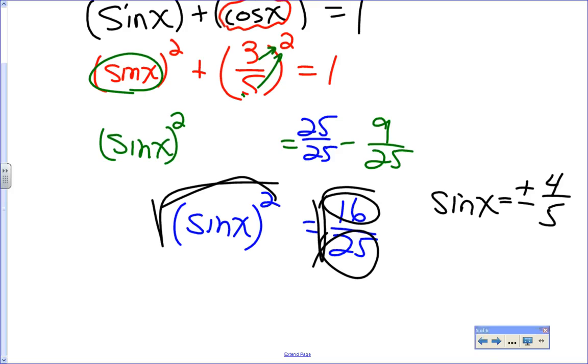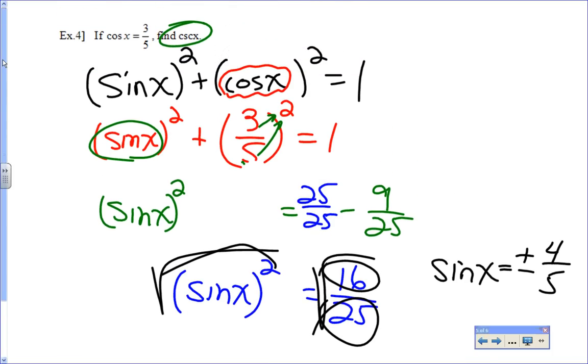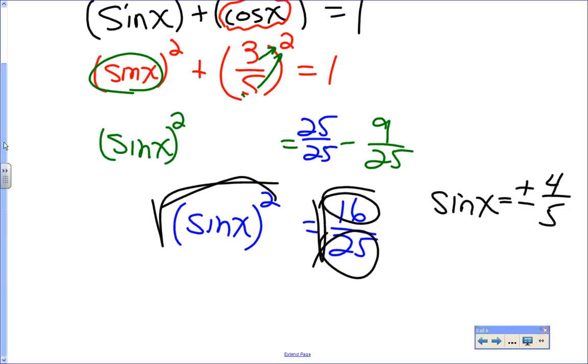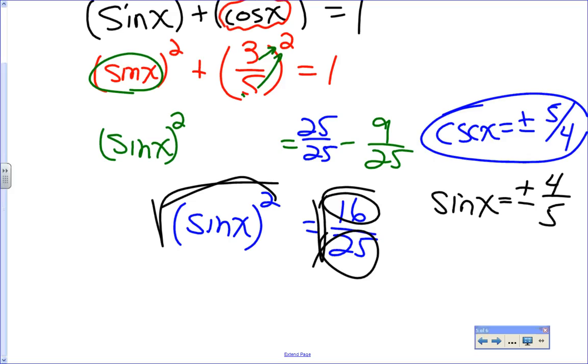Is that the answer to the question? Sine of x equals positive and negative 4/5. No, because I'm asking you for cosecant, right? How are sine and cosecant related? They are reciprocals. So it's positive and negative 5/4. Again, could you have drawn a picture and done it geometrically? Yes, you could have. Most definitely. Okay?